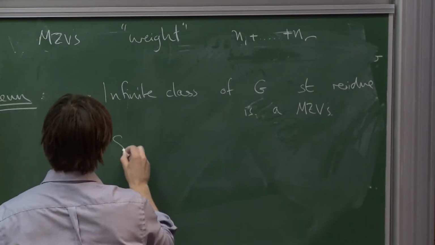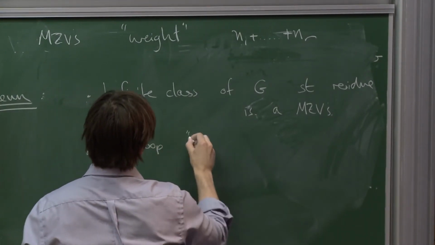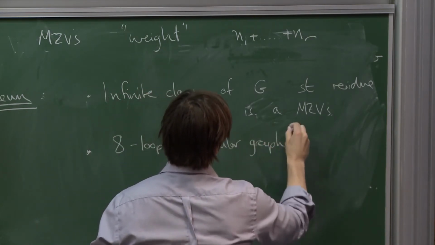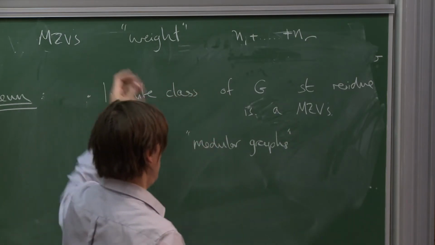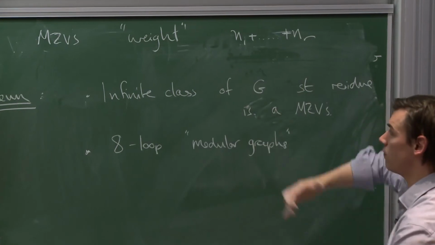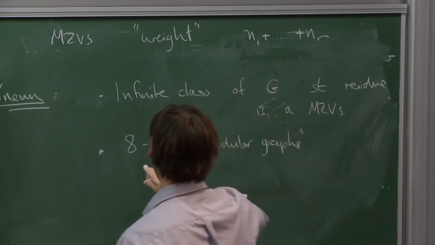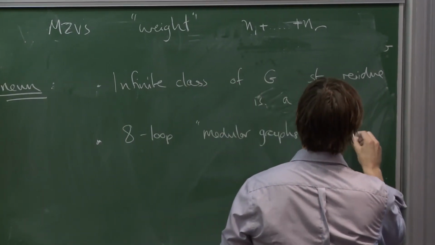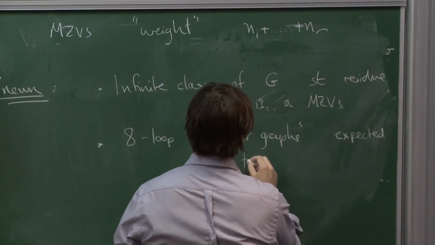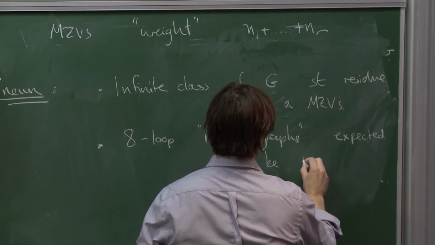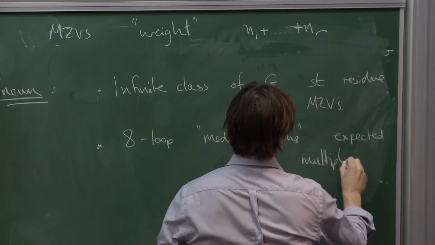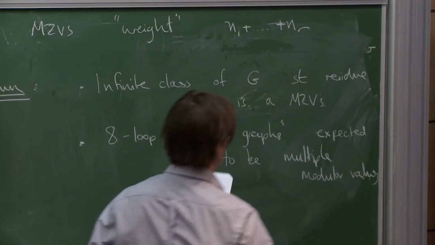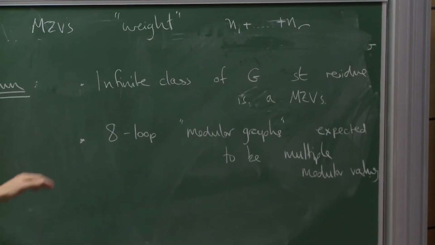At 8 loops, there are so-called modular graphs, whose amplitudes, whose residues we do not expect to be of this type. So somehow these numbers describe a vast class of these amplitudes, and something goes badly wrong at 8 loops. We get some graphs whose residues are expected to be something else. I don't know what to call them, but for want of a better name, they should be multiple modular values, certain types of numbers relating to modular forms. They're absolutely not of this class.